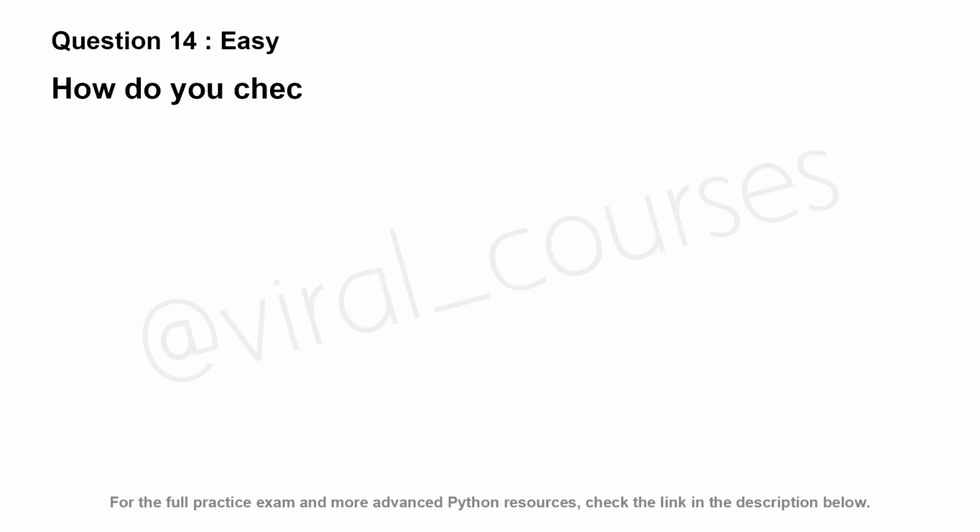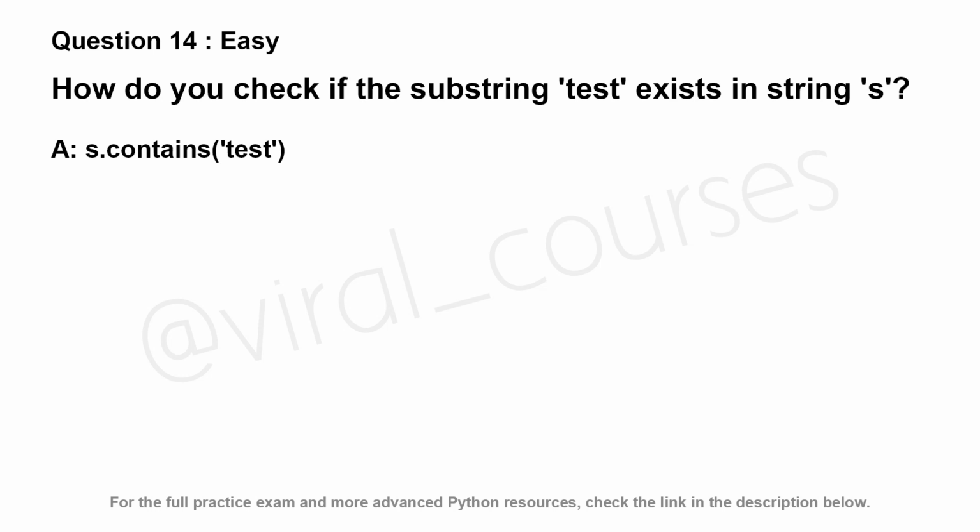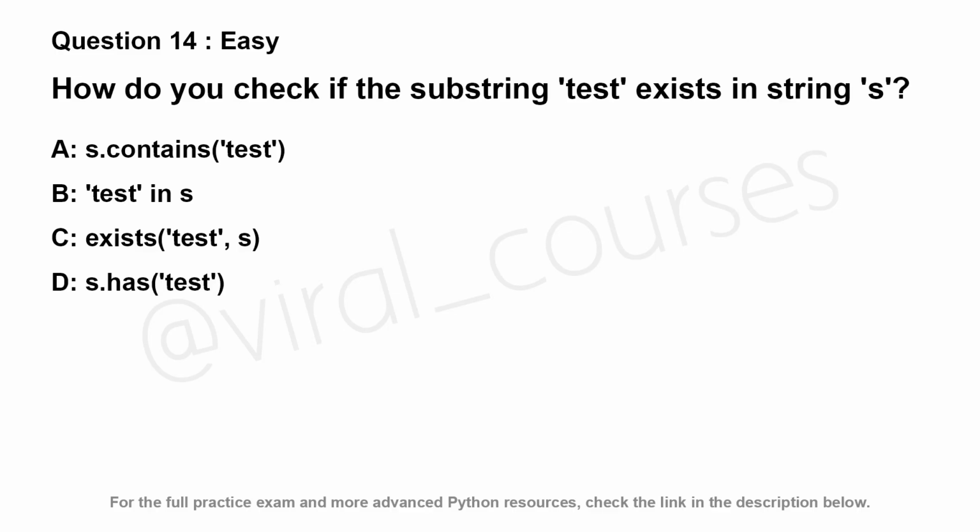How do you check if the substring "test" exists in string s? Option A, s.contains("test"). Option B, "test" in s. Option C, exists("test", s). Option D, s.has("test").